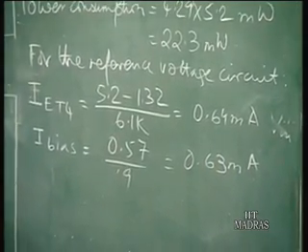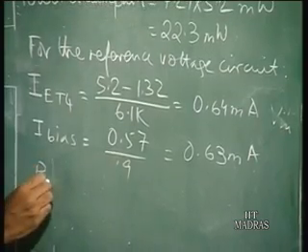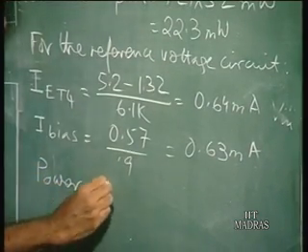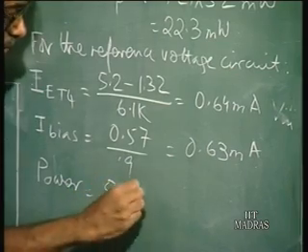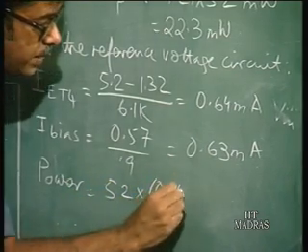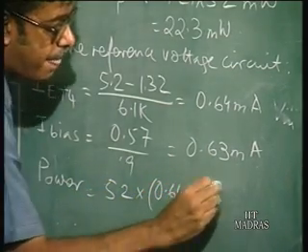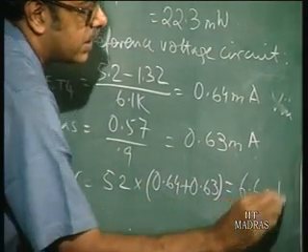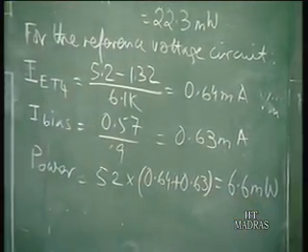So, the power consumption is 5.2 volts into 0.64 plus 0.63 is equal to 6.6 milliwatt. We just make this calculation.